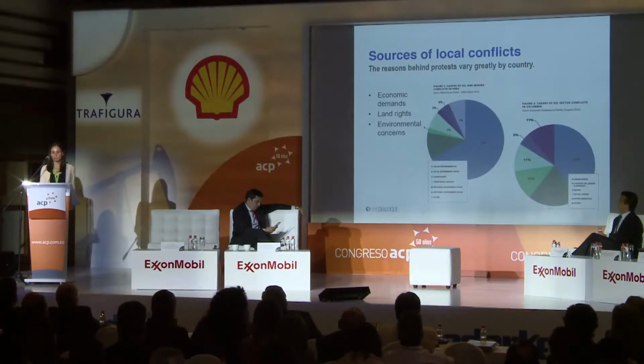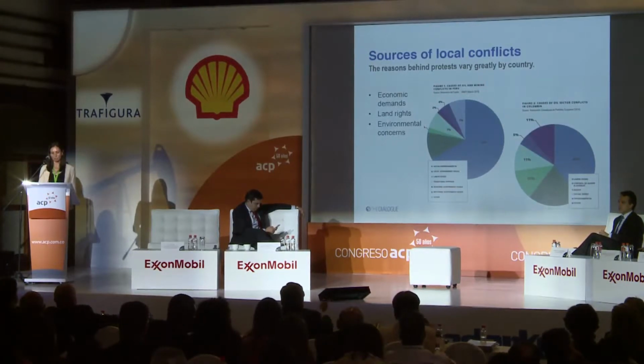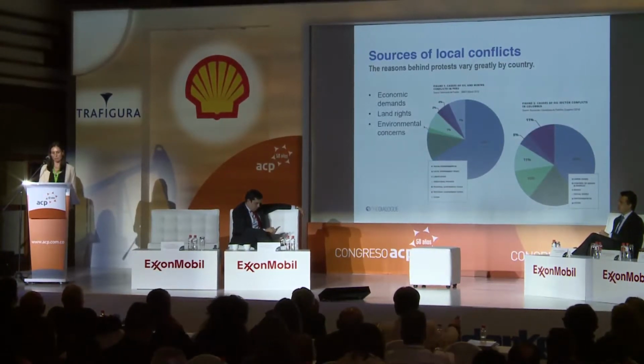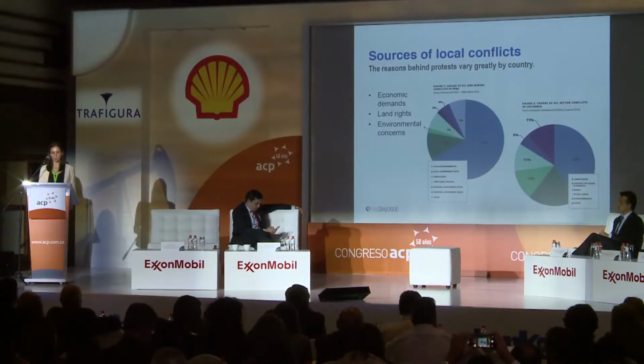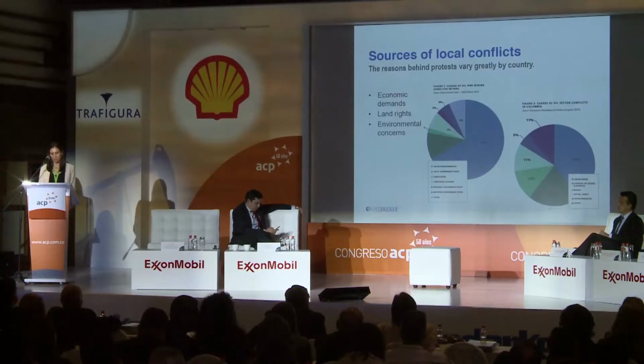The sources of local conflicts vary tremendously, and you have to really look at each country differently, but generally a lot of it is tied to economic demands, but also land rights and environmental concerns. A lot of times the issue is that there are a lot of demands for more jobs, more service contracts, more social investments in the community, better infrastructure, and when communities feel that they're not getting that, then they tend to protest. Also, land rights are a big source of conflicts.